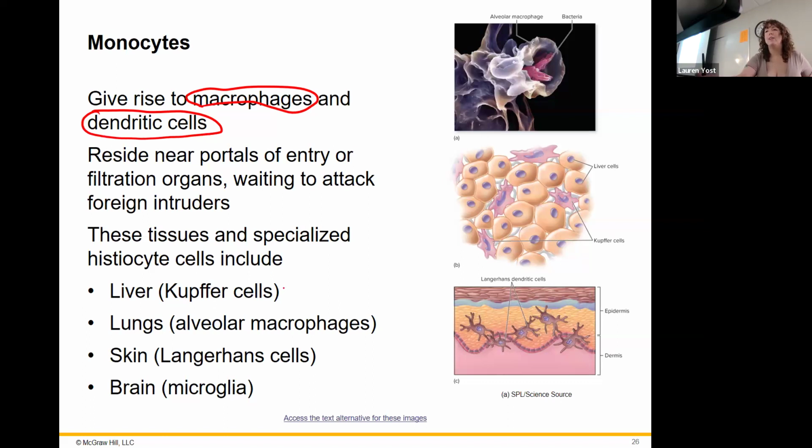They also have specialized cells, specialized macrophages. In the liver, we call them Kupffer cells. In the lungs, we call them alveolar macrophages. In the skin, Langerhans cells, and in the brain, microglia. So they have their own macrophages basically associated with each tissue. They get their own name.